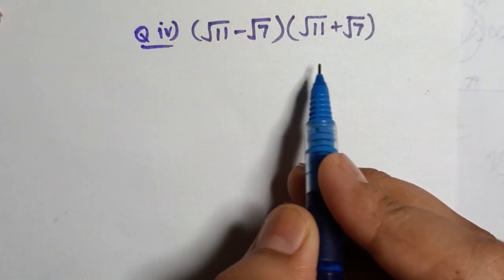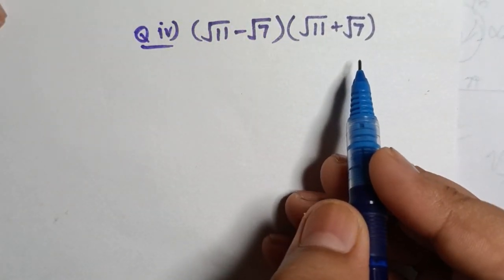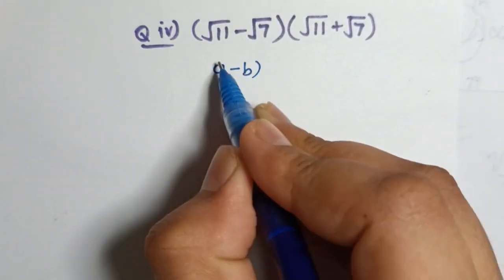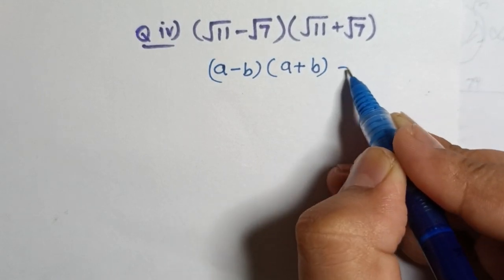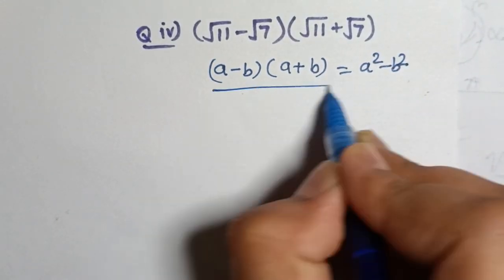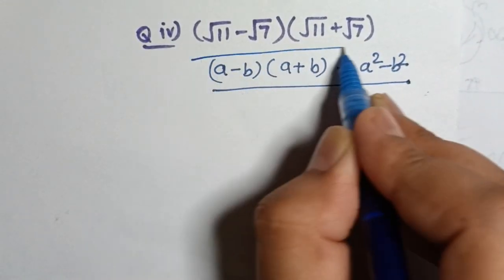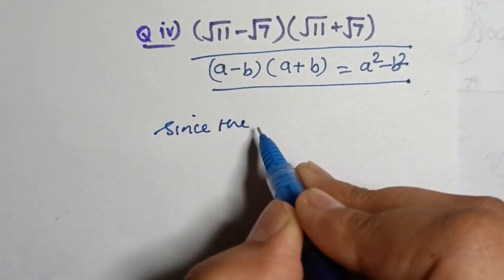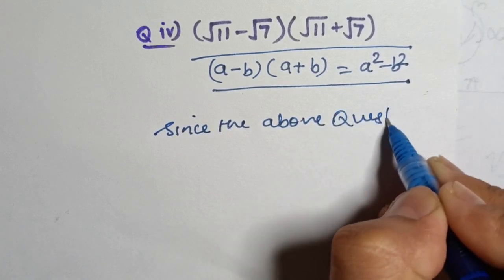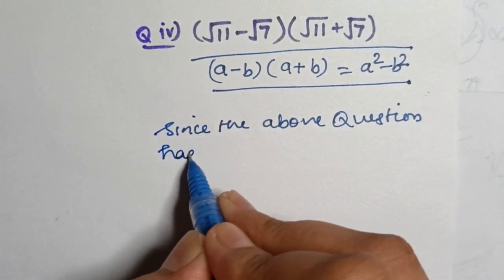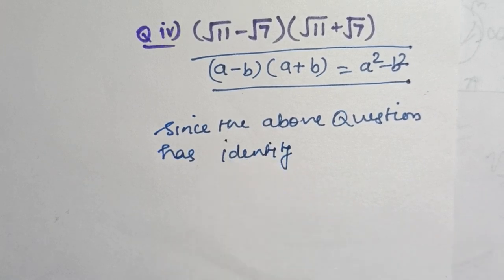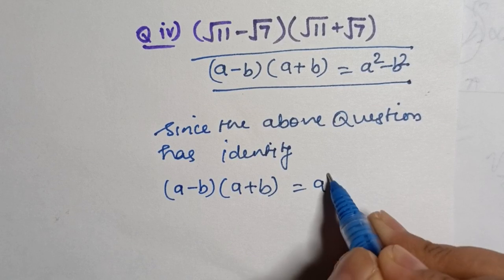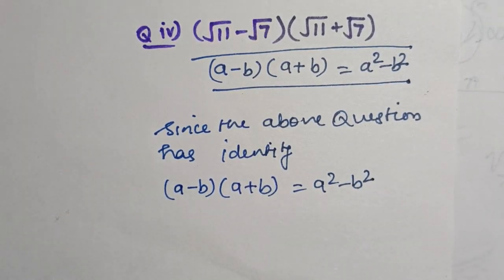So how will you do this question? Firstly you will identify which identity is useful in this question. So a minus b into a plus b is useful, and its value will be a square minus b square. You know these small things. Now how will you write in your board exam? You will write, since the above question has the identity a minus b into a plus b is equal to a square minus b square.